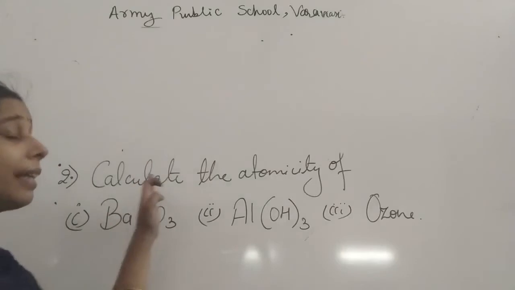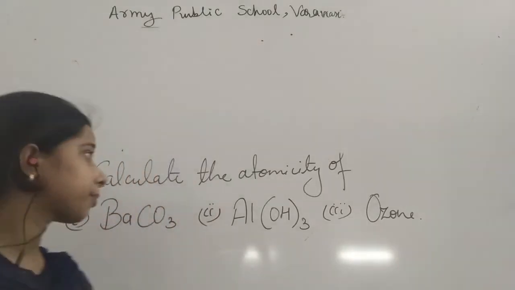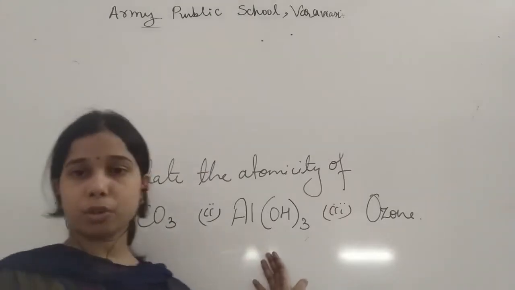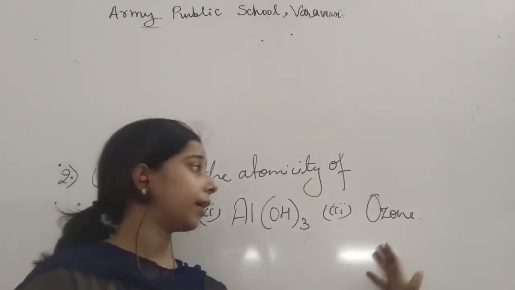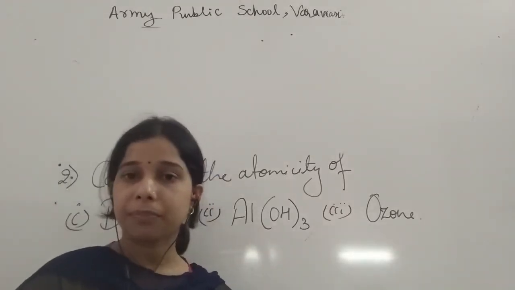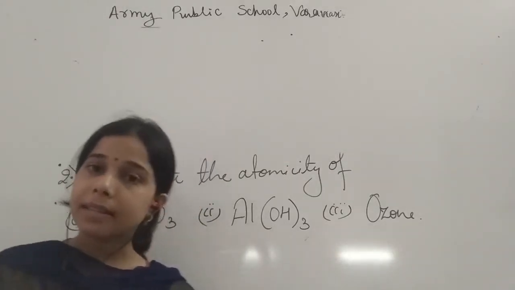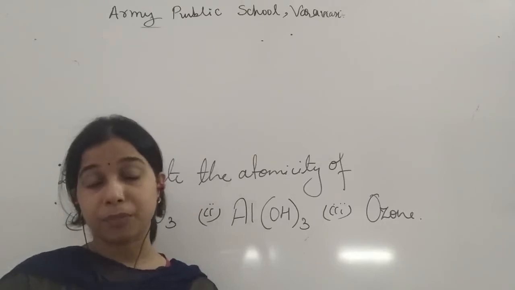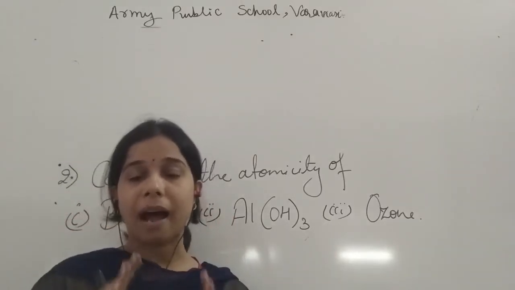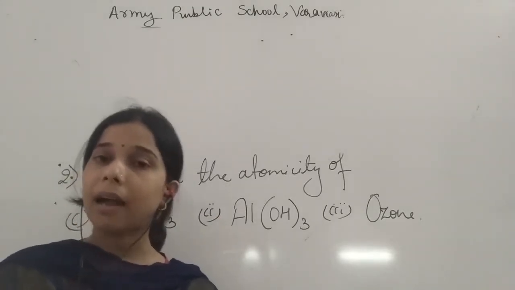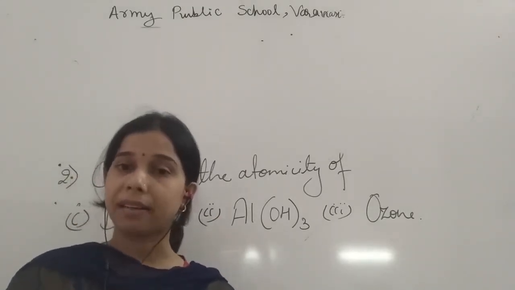Question is, calculate the atomicity of BaCO3, Al(OH)3, aluminum hydroxide, and ozone. We have to find the atomicity. Now let us understand what atomicity is. The total number of atoms present in a particular molecule defines its atomicity.